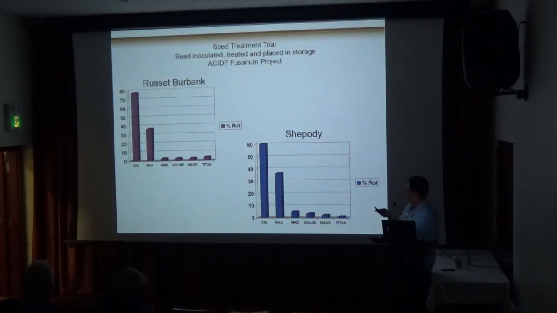As I mentioned, we had some resistance issues show up around 2005 to 2007 to Maxim, or fludioxonil, and also, again, to Senator and thiophanate-methyl. But anything that had mancozeb, or anything like Cruiser Maxx or Titan, were quite effective and still are against these Fusarium strains. So that's good news too.